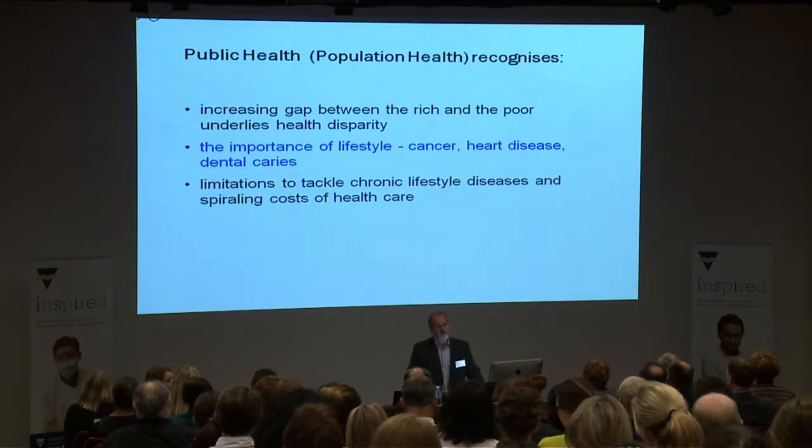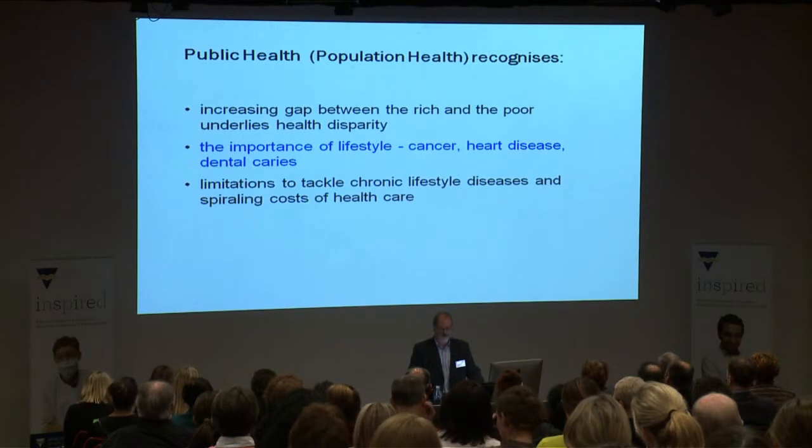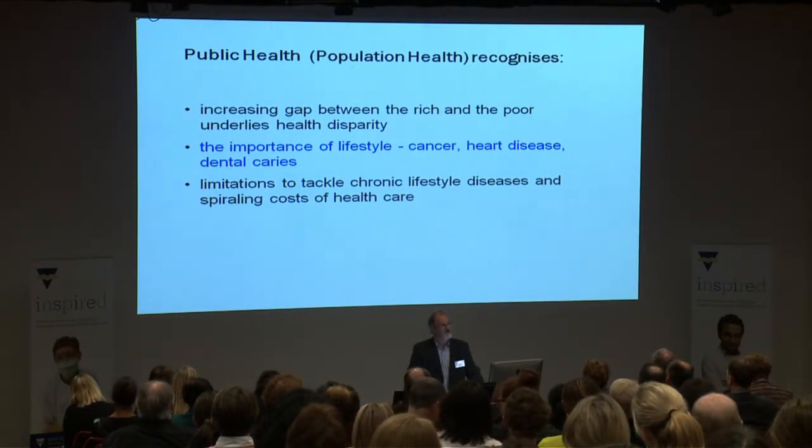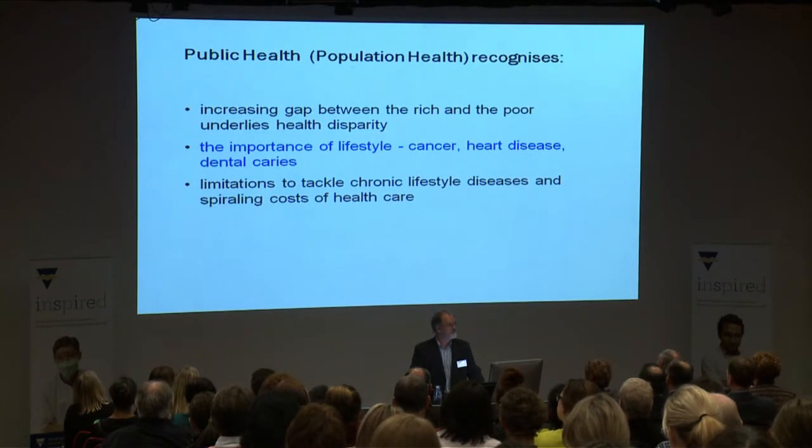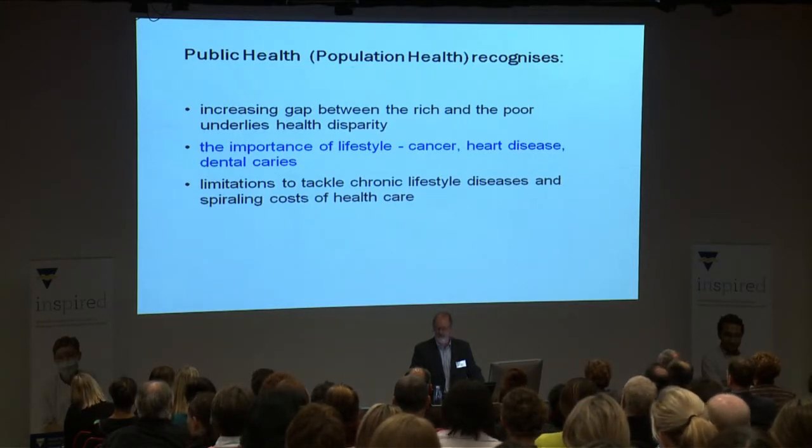And the limitations that public health recognises, the limitations that we have as health providers to tackle chronic lifestyle diseases. These things are not simple. If they were simple, we would have solved them by now. But chronic lifestyle diseases are very difficult to solve. They're not just biology. You can't just give a magic something and improve health when we're talking about population health, because so many other factors play into it.